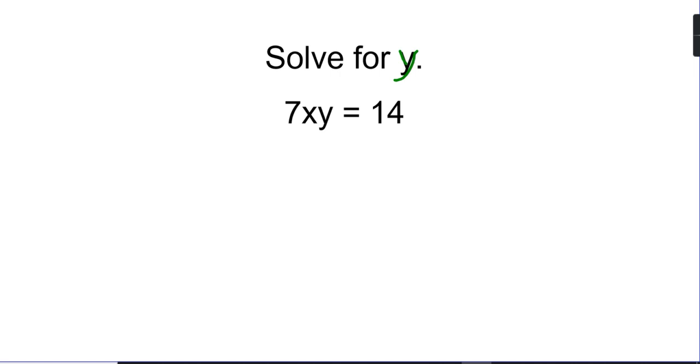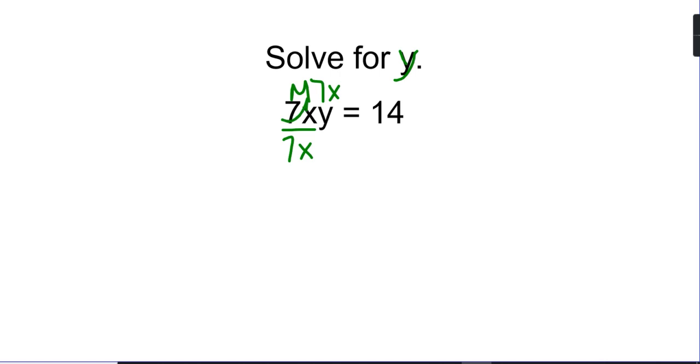If I look at this, I don't see any operations. I don't see addition, subtraction, division. And I know that if I don't see any operation, it means multiply. So I can read this as 7 times x times y. So the only thing happening to y is multiplication, and it's getting multiplied by 7 as well as by x. So I want to divide both of those. The opposite of multiply by 7x would be to divide by 7x.